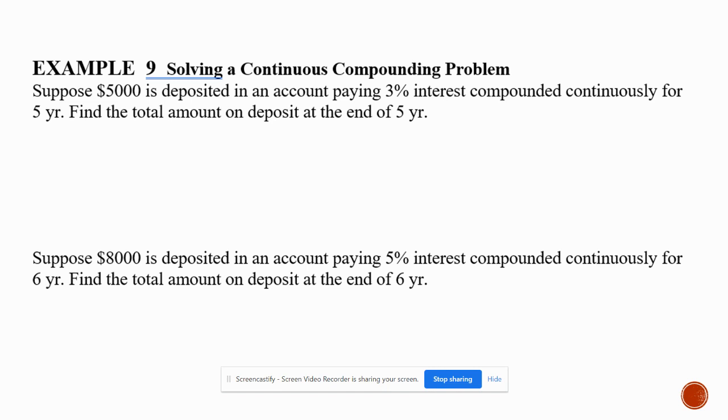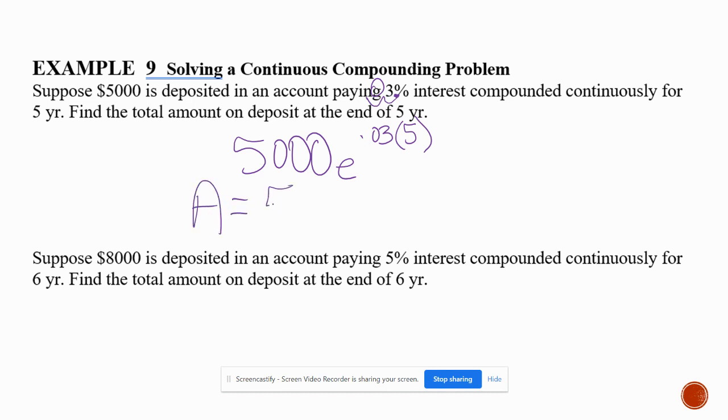Trying this out, we have $5,000 being deposited. So our P is $5,000. We have our E from our calculator. 3% interest, the decimal is over on the right side. Move it twice. We have 0.03 for our interest. And our time is 5 years. So 5,000 times E to the 0.03 times 5 power. Typing that in my calculator, I find out that my account would have $5,809.17 after 5 years.